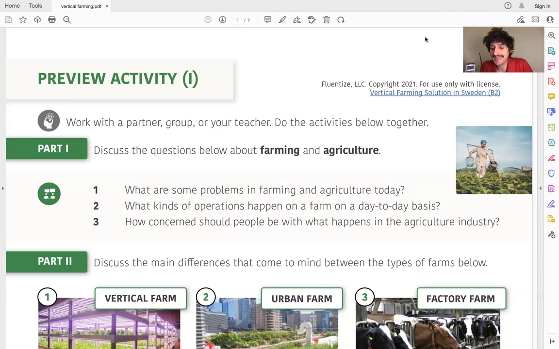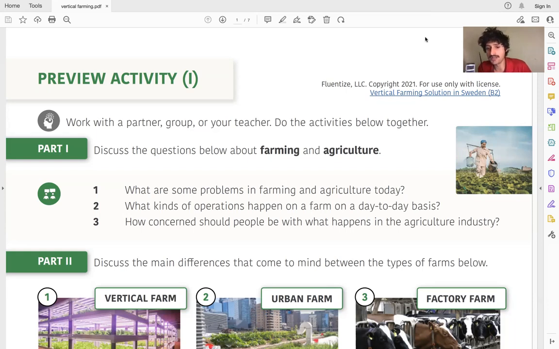There are less and less places where you can grow plants, fruits and vegetables. And so we are in need of vertical solutions. Vertical farming solutions. All right, so the first thing I want you to think about is the problems that we have in farming and agriculture today.